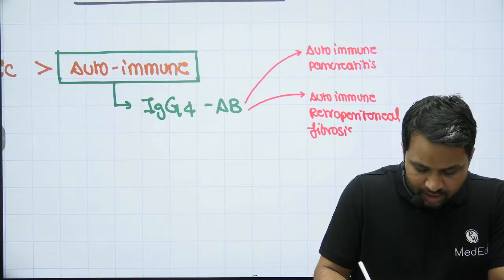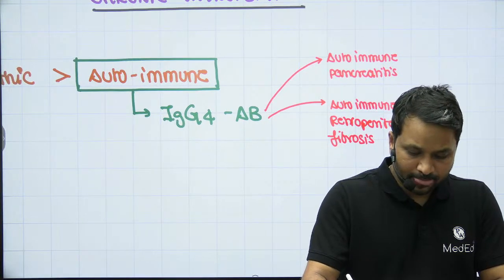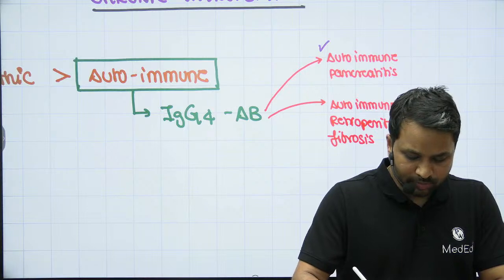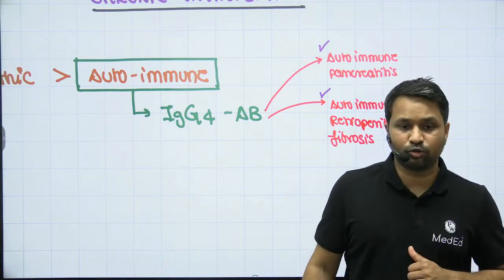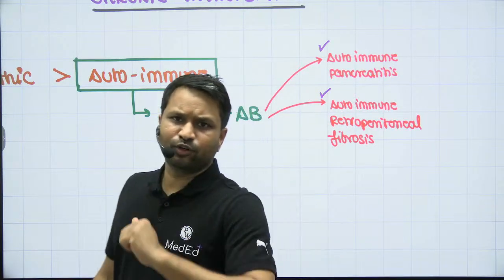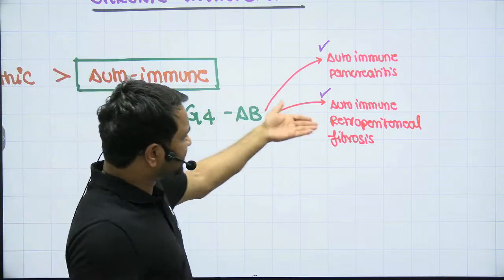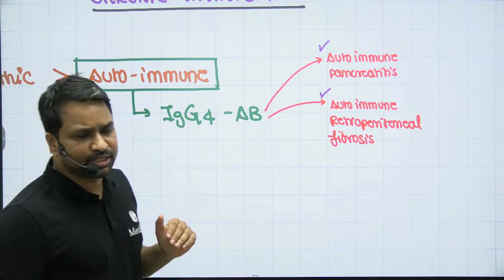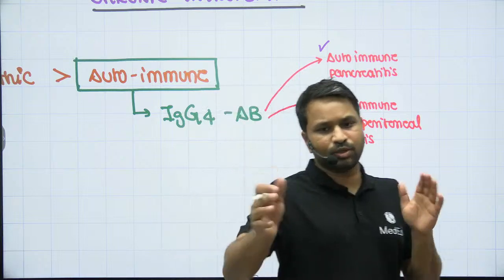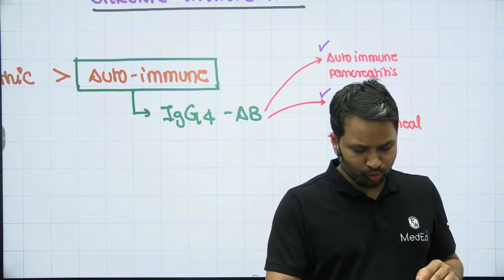So we have Riedel's thyroiditis, along with autoimmune pancreatitis, as well as autoimmune retroperitoneal fibrosis. If you talk about Ormond's disease, that is an idiopathic retroperitoneal fibrosis. But if you consider it to be autoimmune, it is the IgG4 class of antibodies. Absolutely correct, Mansoor. It is true, right?